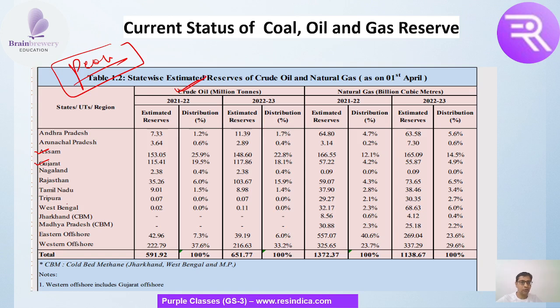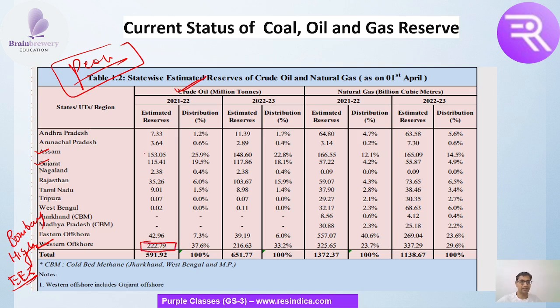After that, you can directly come into your last part, that is western offshore. We have Bombay High, which is in the exclusive economic zone of India. It is around 300 kilometers to the western coast in the Arabian Sea. The maximum we have, 222.79 million ton reserve, is there in our Bombay High.